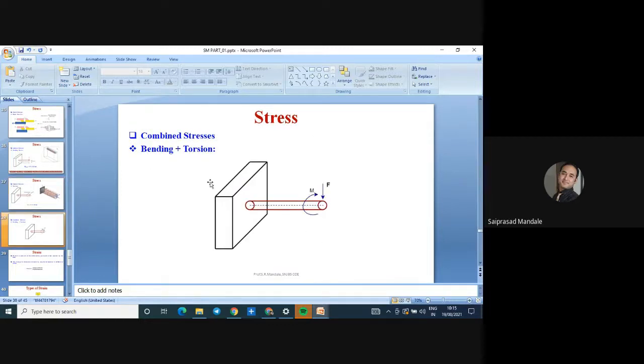Combined bending plus torsion. Because of the moment there will be a bending, and because of the loading there is a bending. So because of F, the bar will bend. Because of the moment, the bar will rotate. So it is a combined effect of bending plus torsion. We have a huge variety of numericals. We'll be solving these.